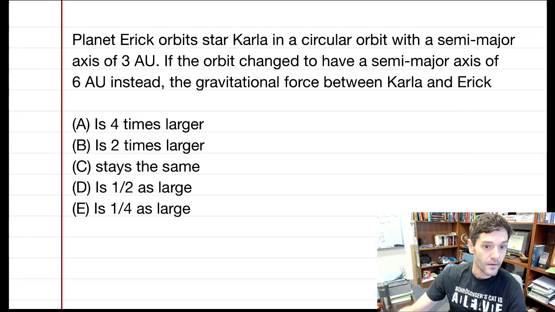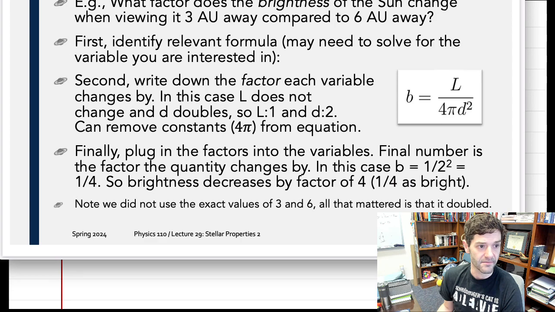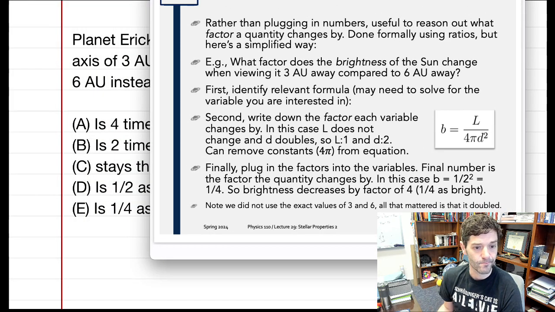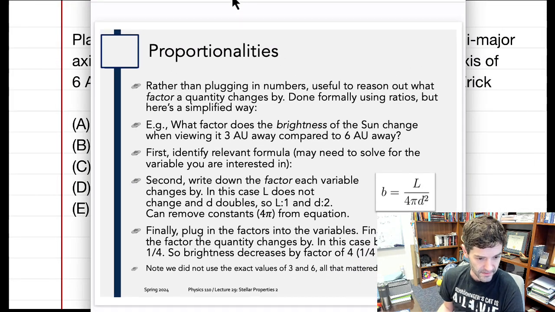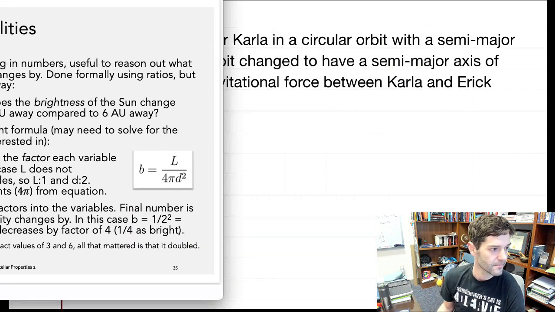Hey. The idea of this video is I think we just need to do more examples of this concept of proportionality. Depending on when you watch this, there will be a course slide available in lecture 29 that will kind of go through this, but I think this really comes best learned through examples.